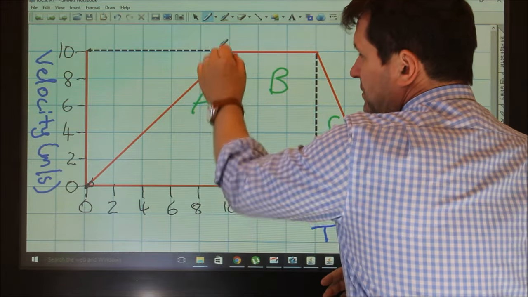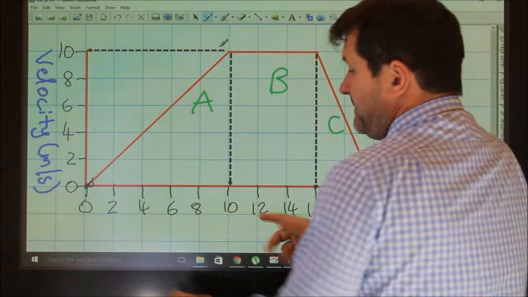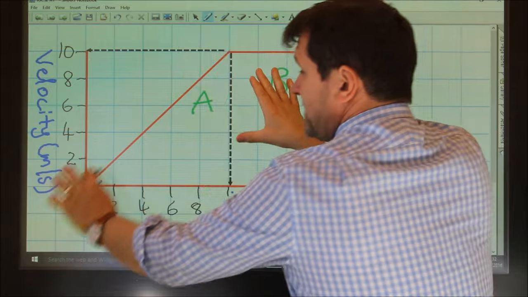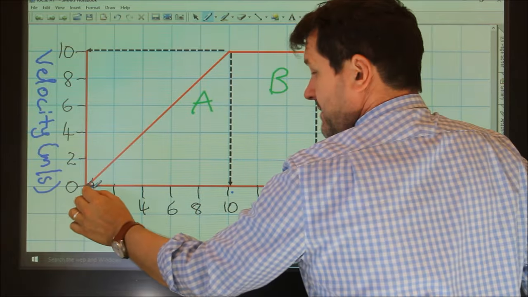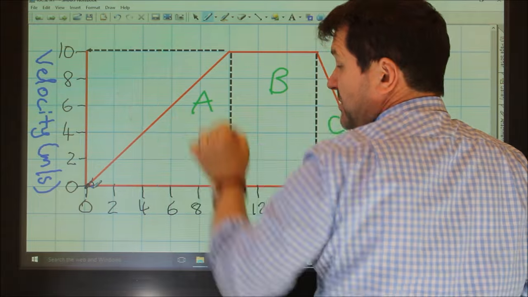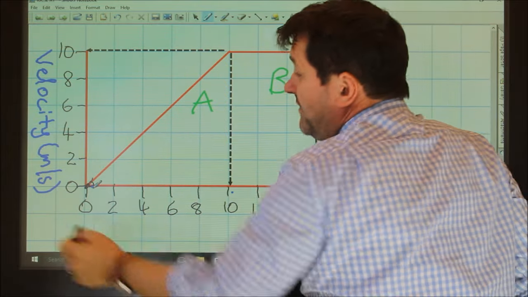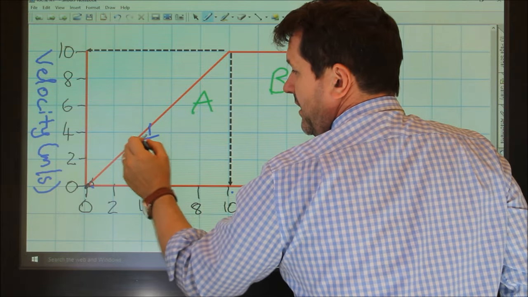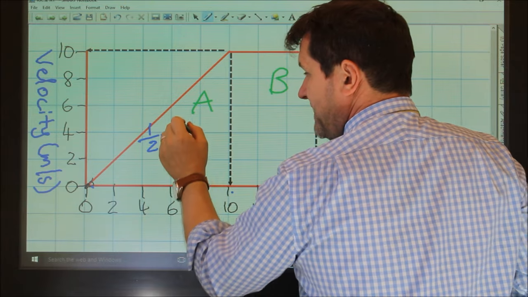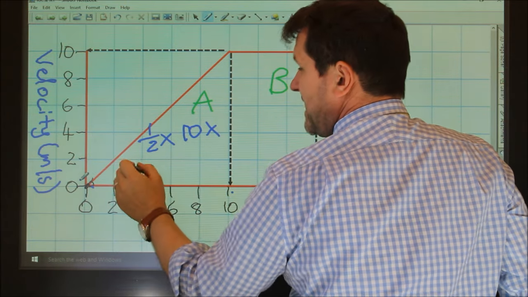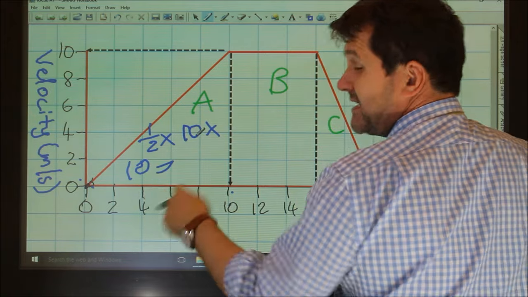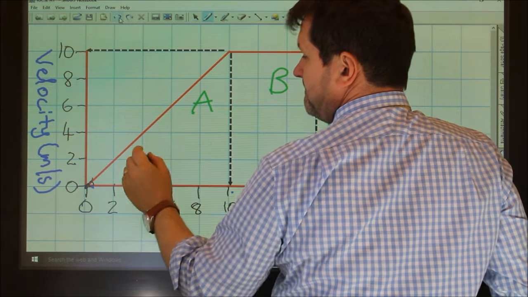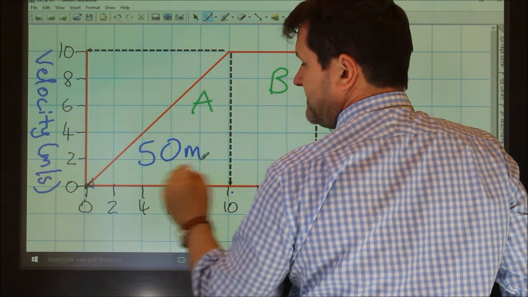So the area under A is just simply the width times the height. But because it's a triangle, it's half of it. Rather than it being the base times the height, which would give you this big area, it's a half of that, because it's a triangle, it's half base times height. So the area of this is simply 1/2 times base, which is 10, times height, which is 10. So that would give you 10 times 10 is 100, half of it is 50 meters. So that would be 50 meters.